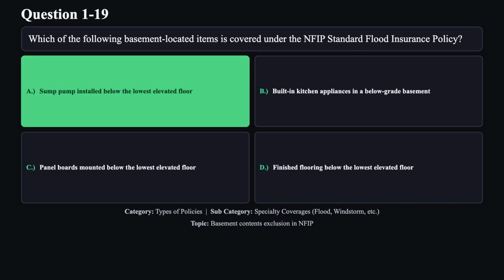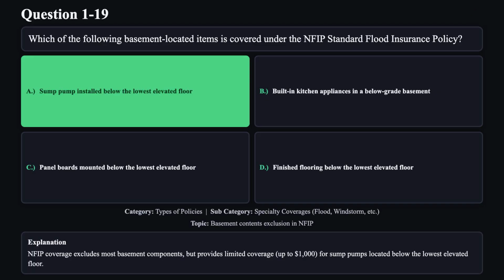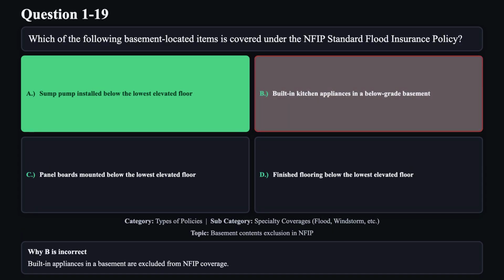The correct answer is A. NFIP coverage excludes most basement components but provides limited coverage, up to $1,000 for sump pumps located below the lowest elevated floor.